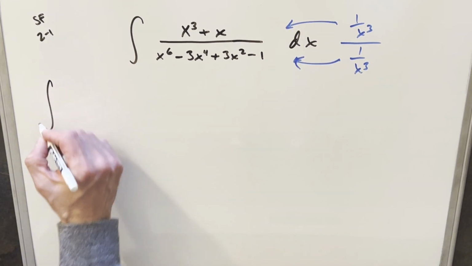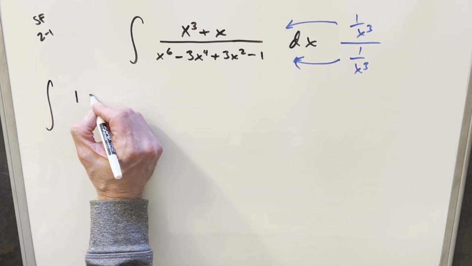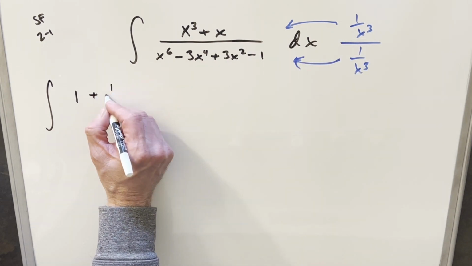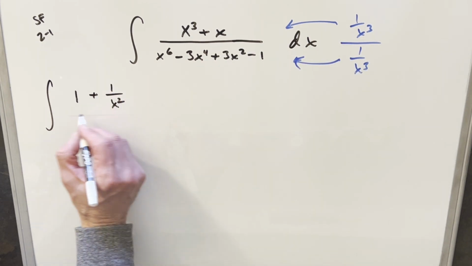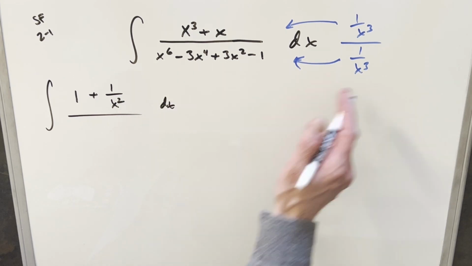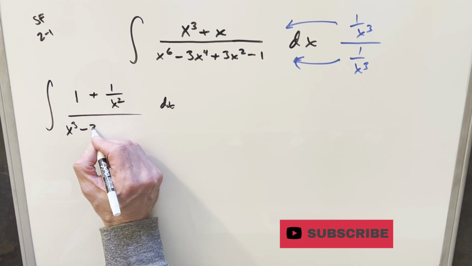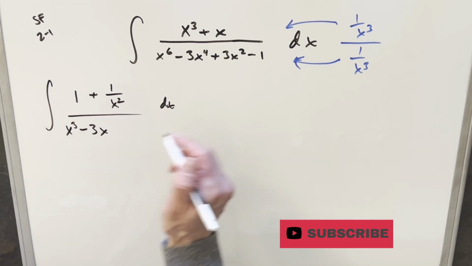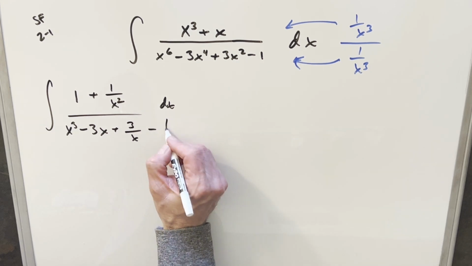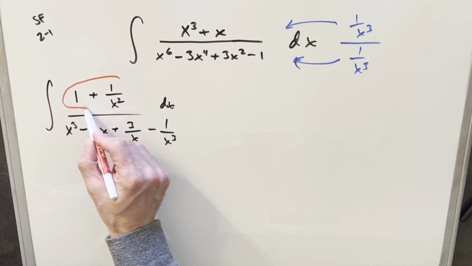So when I do this, we'll rewrite this. x cubed times 1 over x cubed gives me a 1 here. Then x times 1 over x cubed becomes 1 over x squared. Multiplying in the denominator, x to the sixth times 1 over x cubed gives an x cubed. The second term becomes minus 3x, this term becomes plus 3 over x, and our last term is minus 1 over x cubed.